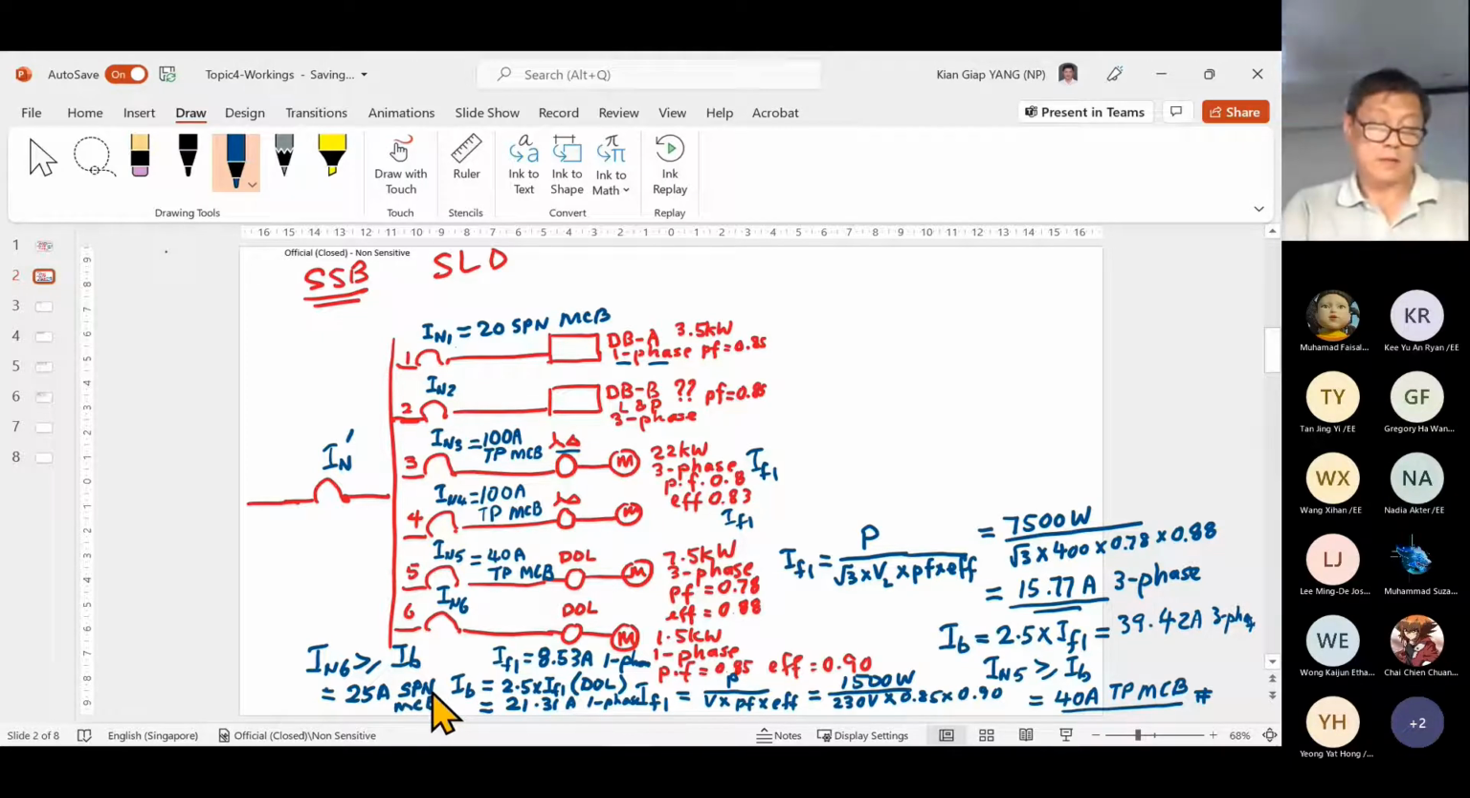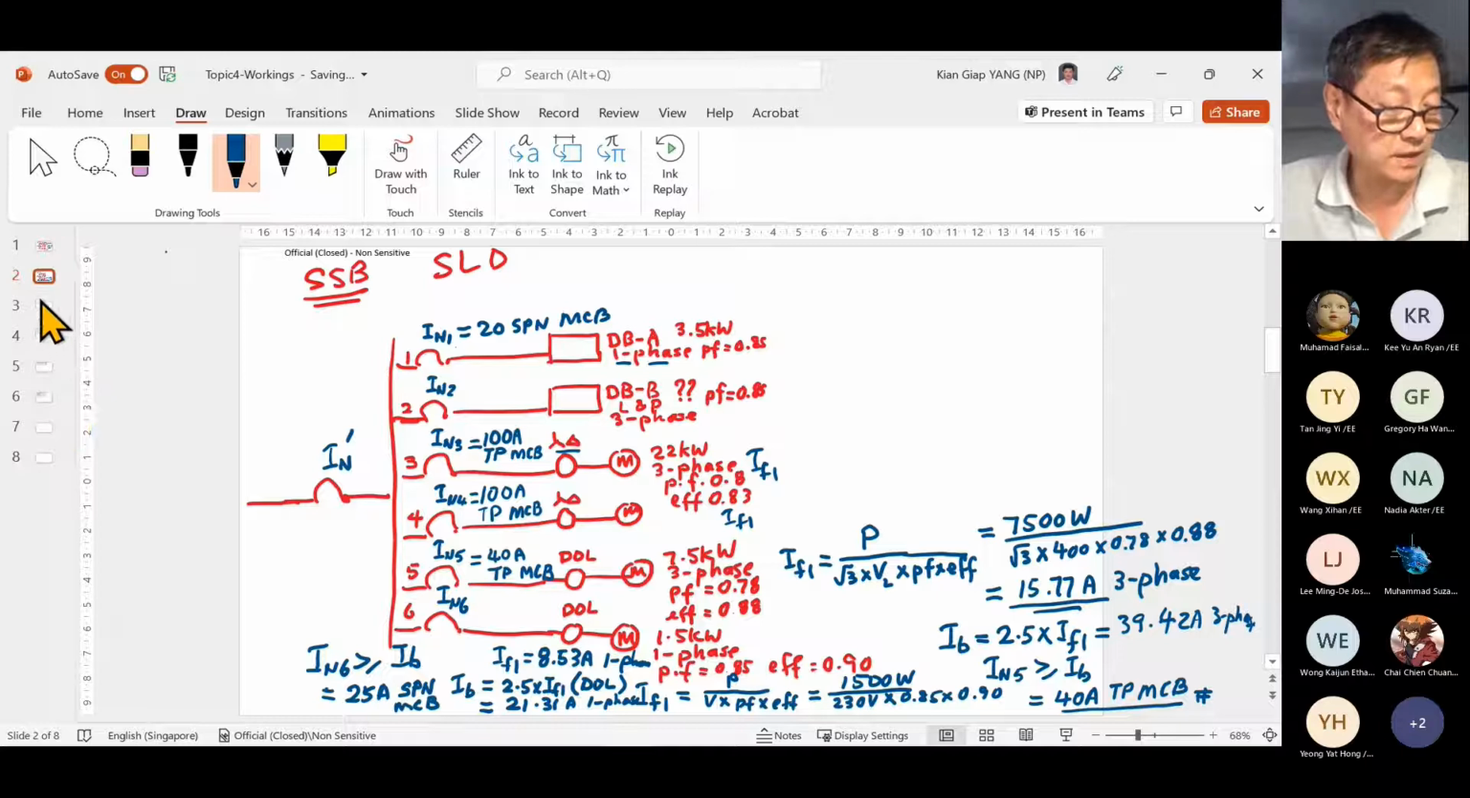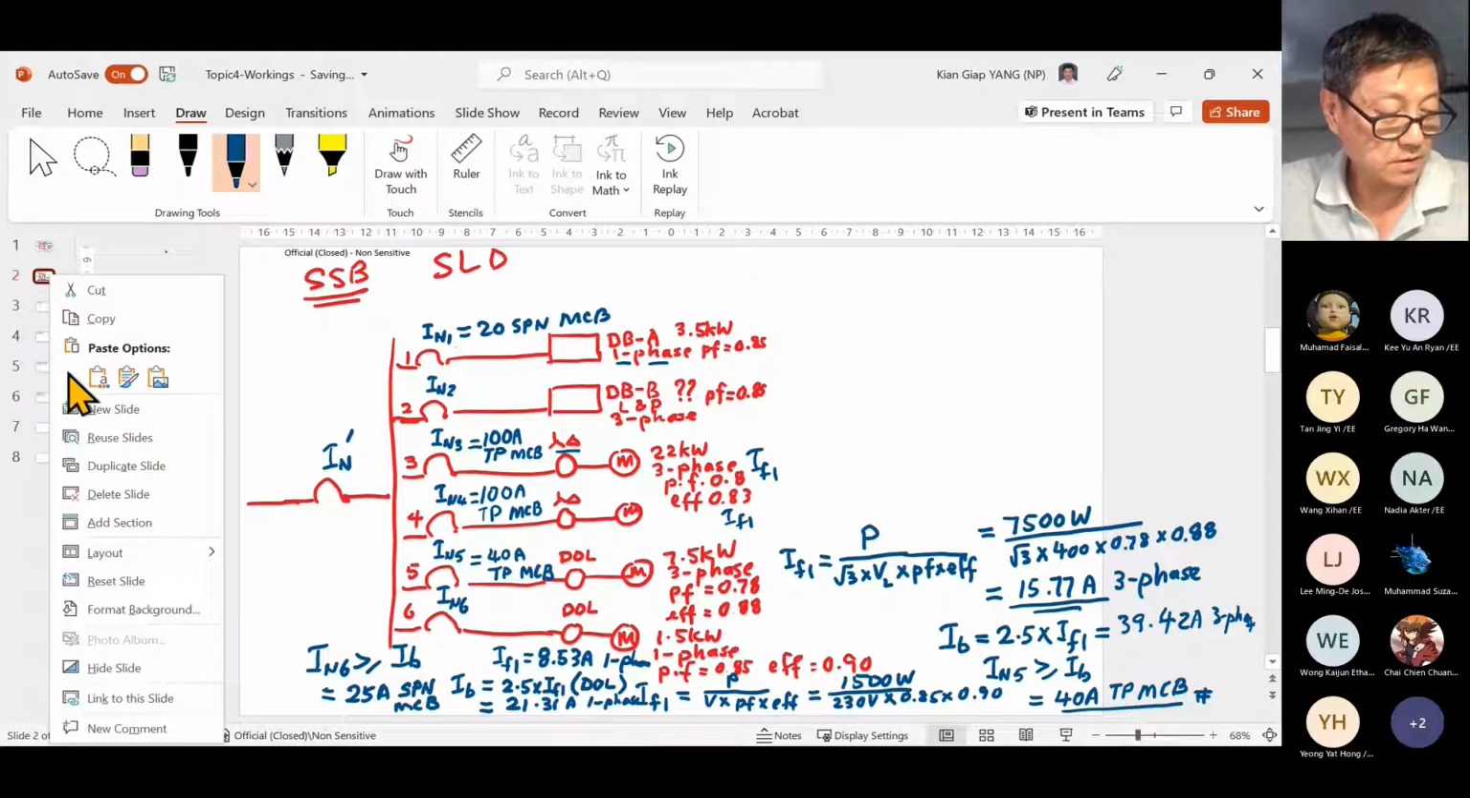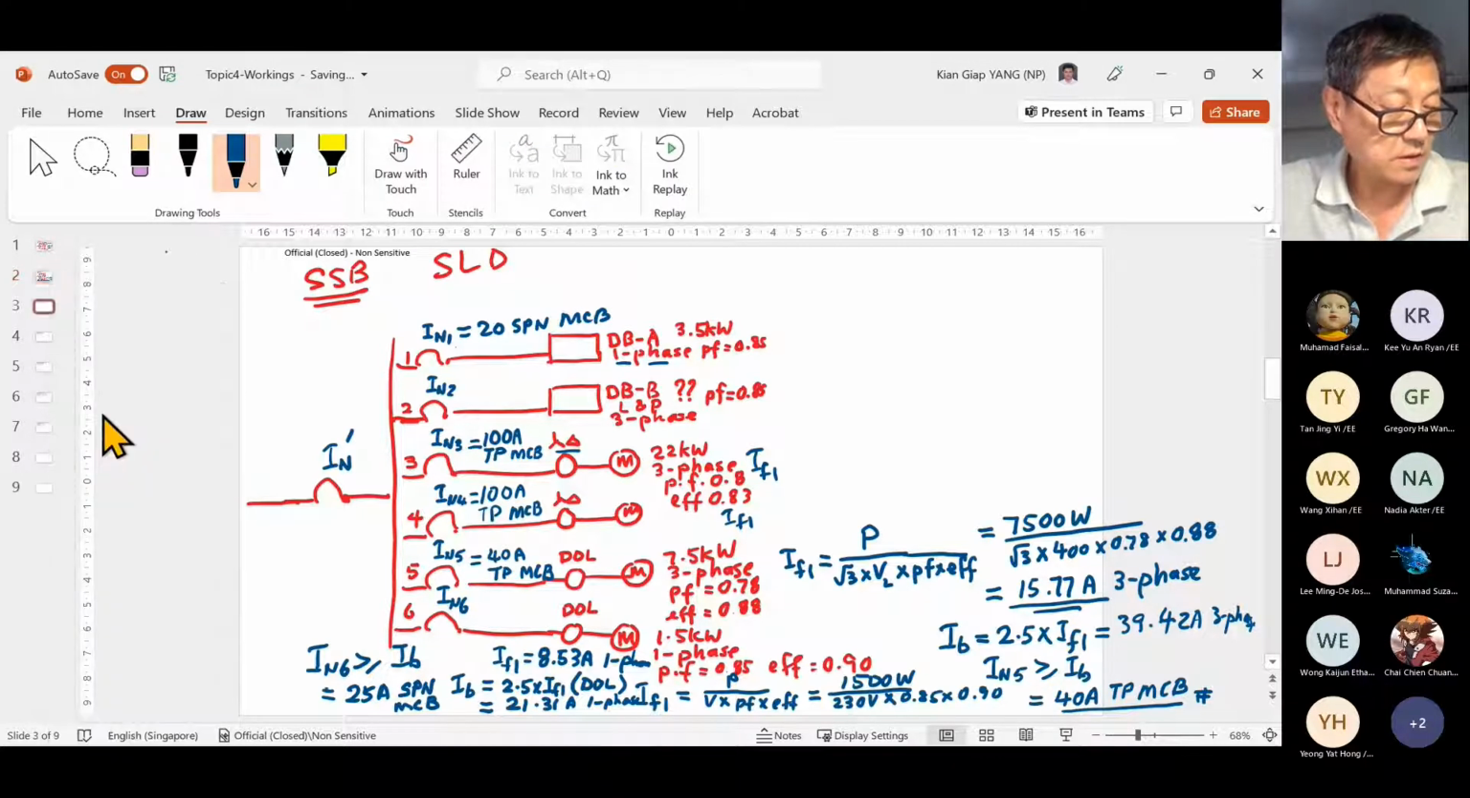All right. So now I have the circuit breaker rating of IN1, IN3, IN4, IN5, and IN6. So there's only one missing. Anybody can suggest how to tackle circuit number 2? How to handle circuit number 2?